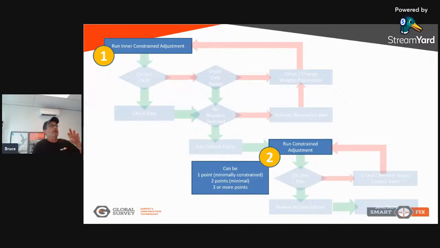Once we've got our inner constrained adjustment working in least squares, then we go and add our control marks in, and then we can process with our control marks. And then what this enables us to do is separate those two entities, the observations and the control.